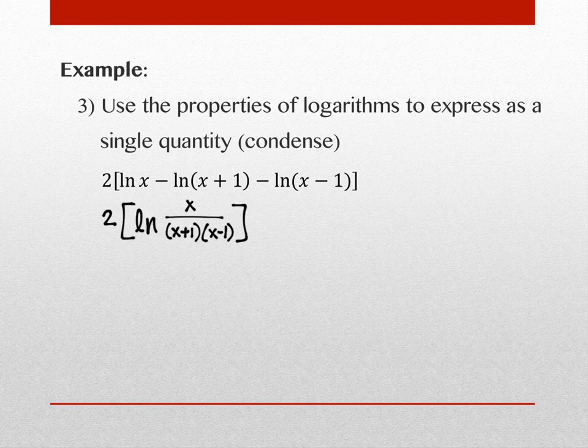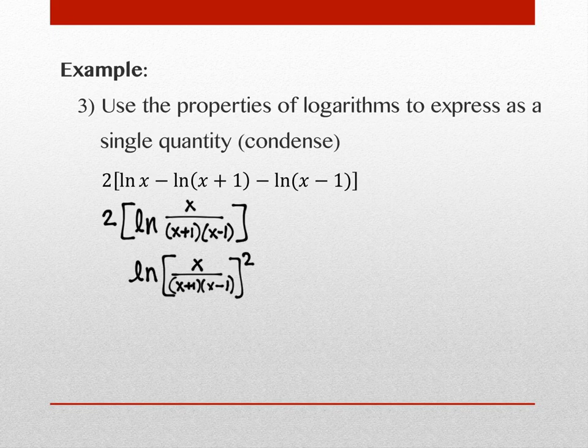It's going to become an exponent. That's property number 5. Okay, so the 2 in front becomes the exponent of the log. So that means I have the natural log of everything that's here, x over x plus 1 times x minus 1. Whoops, there we go. And all of this is raised to a power of 2.